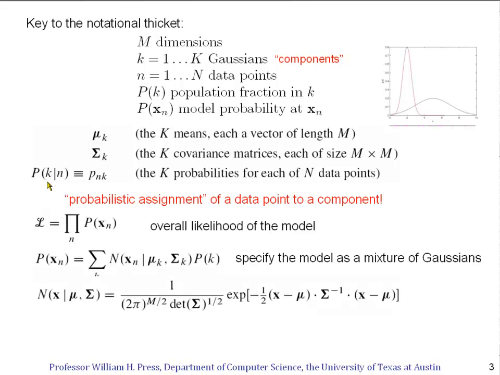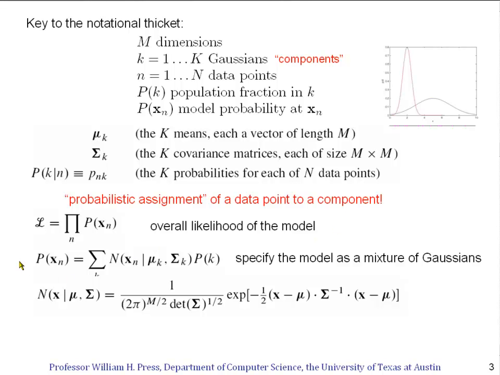But wait, there's more. The overall likelihood of the model is simply the probability of the likelihood of each point in the data, and then we multiply all those probabilities together. So we've already defined up here the model probability at each point x sub n. We take the product over the data, and that's the overall likelihood of the model. If we're thinking in frequentist terms, that's what we want to maximize. We want to find the value of all these parameters that maximizes the overall likelihood of the model.